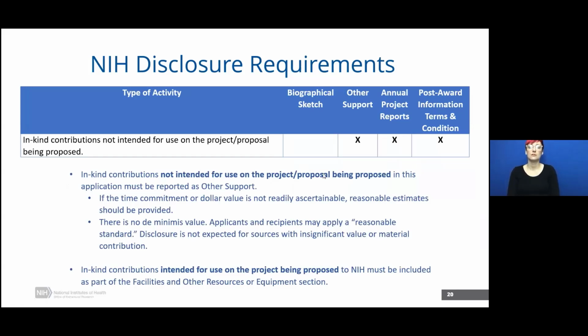For in-kind contributions not intended for use on the project or proposal being proposed, it is collected at just in time, at the RPPR, or as soon as the recipient or the individual knows about it within the 30 days. And that is within the other support. For any in-kind contributions that are intended for use on the project being proposed to NIH, it must be included as the facilities and other support equipment section. And we've outlined that in our FAQs because we've received several questions about that over the time span. Next slide.